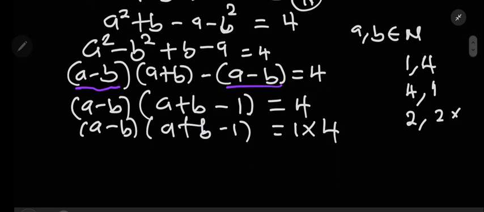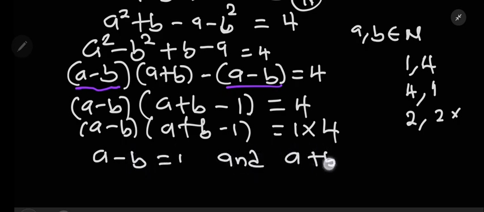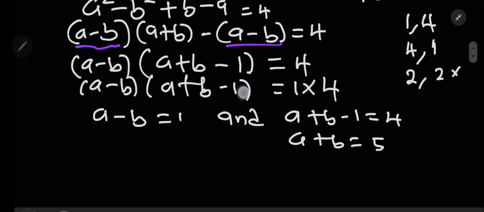So all we just have to do is to compare now. So a minus b is equal to 1 and a plus b minus 1 is equal to 4. And of course, this is a plus b equals 5. So we have another two equations again. Let's call this equation 5 and this equation 6.